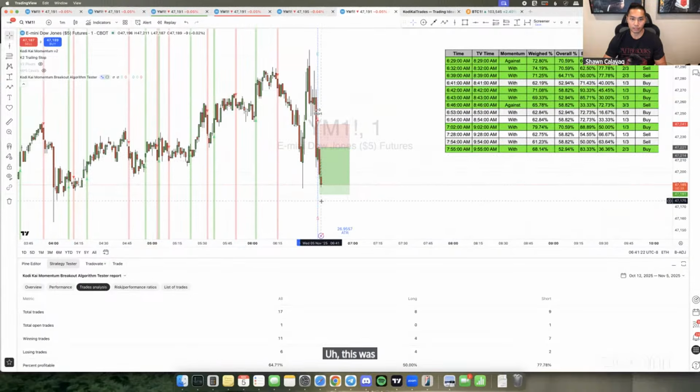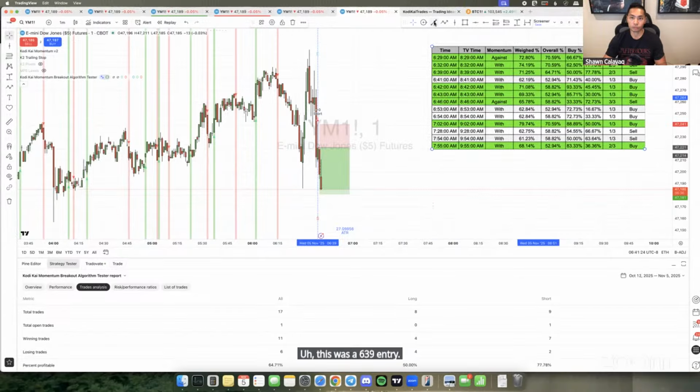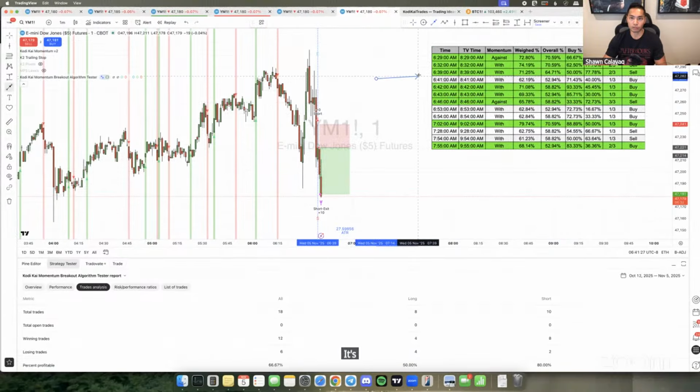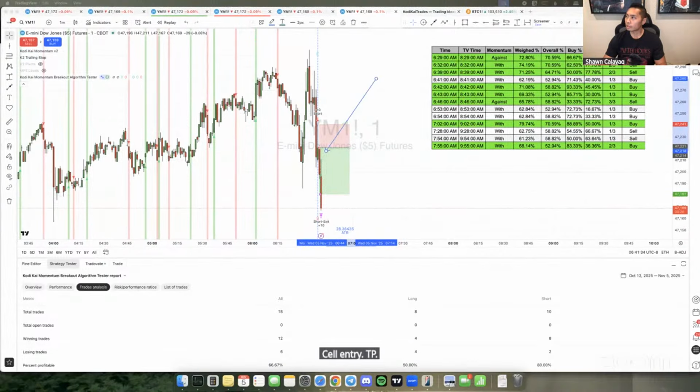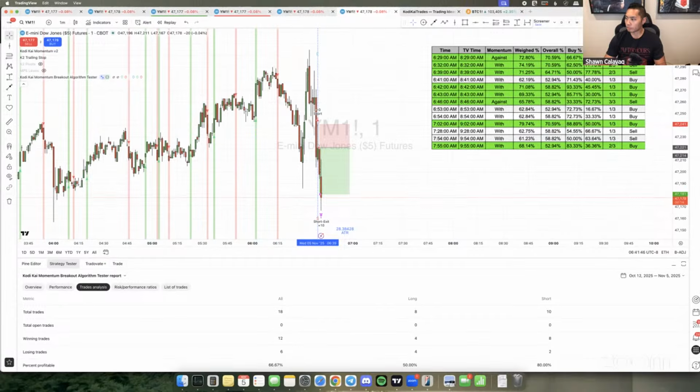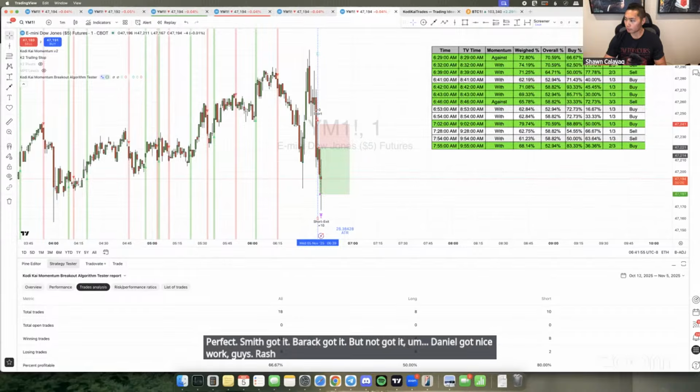This was a 639 entry. It's about a hit. Yeah, it's right there. 639 sell entry, full TP. So if you guys caught that, there you go. Perfect. Smith got it. Barack got it. Bernard got it. Daniel got it. Nice work, guys. Rashida caught it. A lot of you guys here caught it.